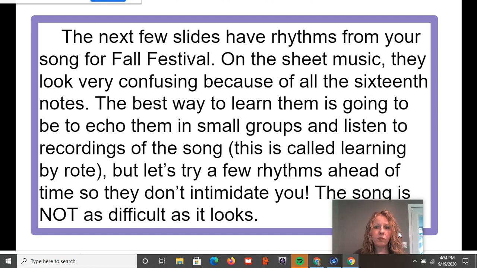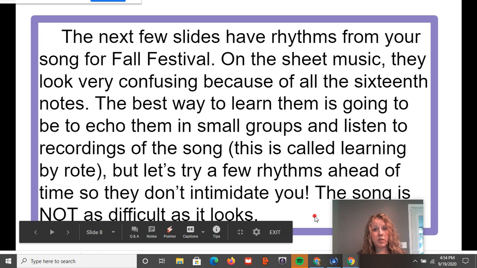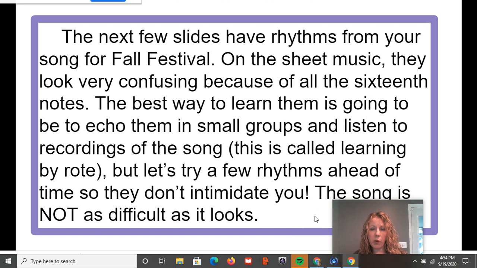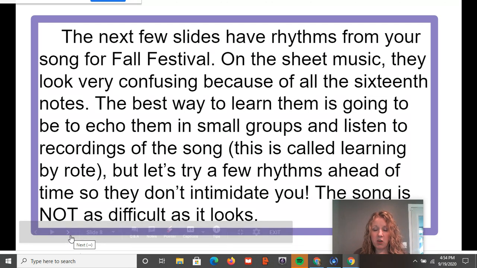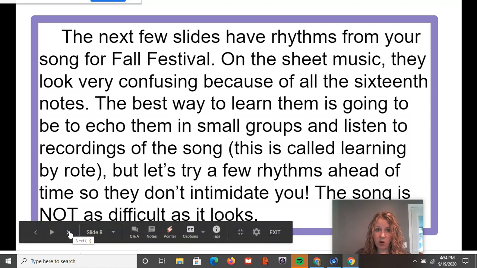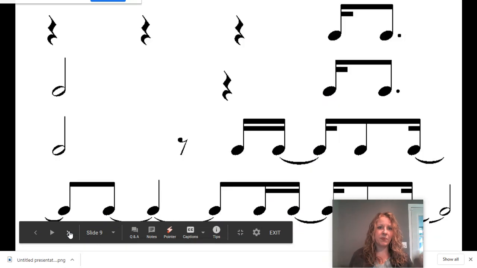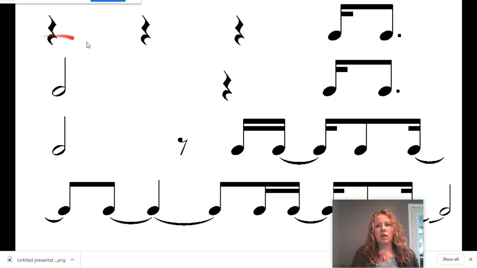The best way to learn them is going to be by rote, meaning I sing it, you sing it back, and we just keep trying it. But we're going to break down some of the rhythms now, just so you know that it's not as difficult as it looks when you first get it. You will have already done some of the hardest parts right here in this rhythm practice.